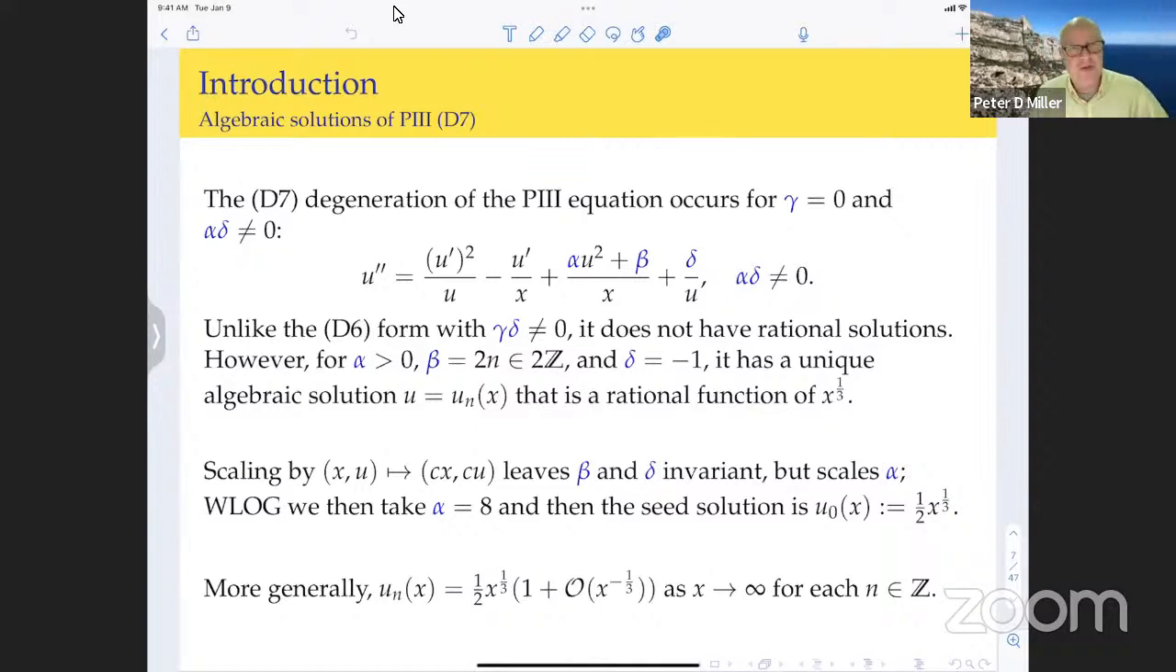And more generally, for this family, if we allow the index n now to vary, what we can tell from looking at some representations that I'll describe later of the solutions is that each one of these things for large x kind of looks the same. They all look like 1/2 times x to the 3rd when x goes to infinity. That's true for each fixed value of n.